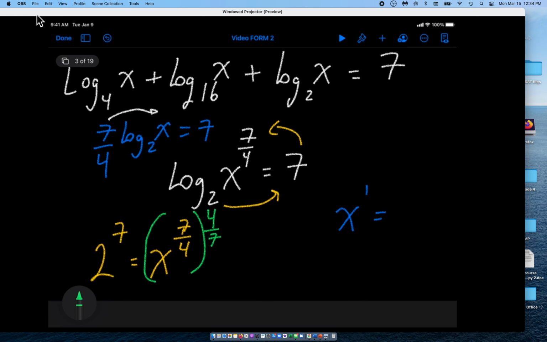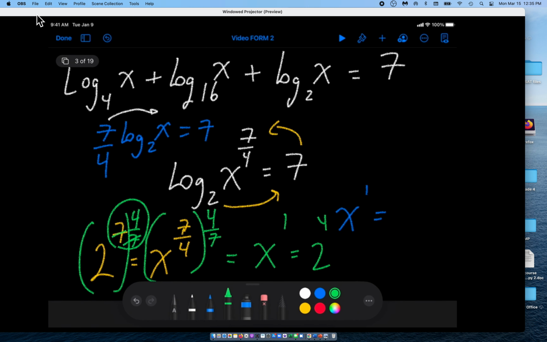Then we're going to apply the power rule, and we're going to end up with x to the first power. Of course, we have to do the same exact thing to this side. And when we multiply 7 times 4/7, the 7's cancel out, and we get 2 to the 4th. And folks, that is the final answer. 2 to the 4th equals 16.